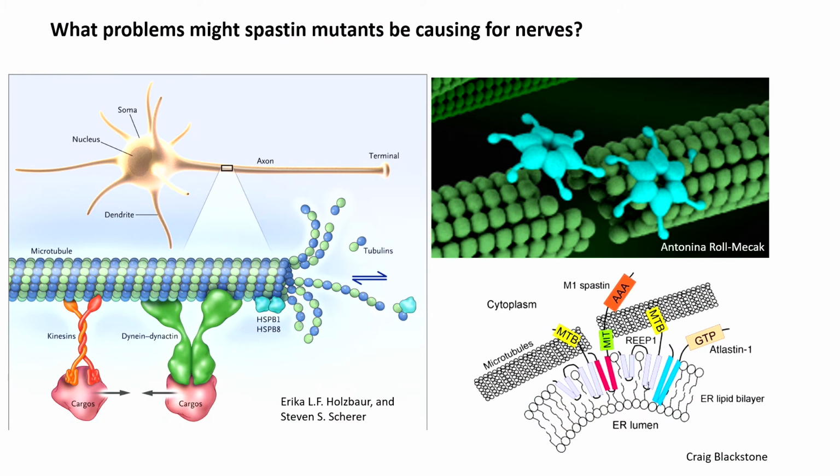So what kinds of difficulties might spastin mutants be causing? Anything I just talked about: microtubule severing is not going to be quite as active as it should be. The ER might not be quite as normal as it should be. But what about gain of function? Now, with gain of function, it could really be almost anything.